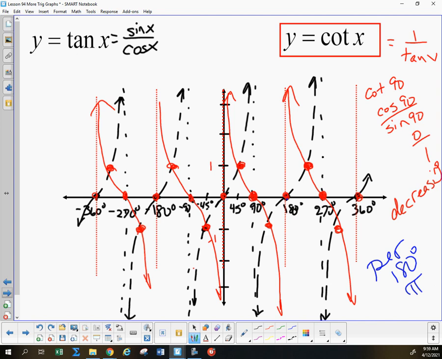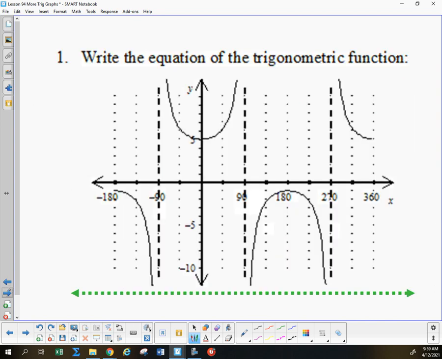Okay, there's a little bit more that we're going to do with this today. This is actually, I think, the easier part. So we want to come up with an equation here. So it's going to be sine, cosine, secant, cosecant, or tangent, cotangent. That's the easy part. Let's narrow it down to 2 we need to choose from.